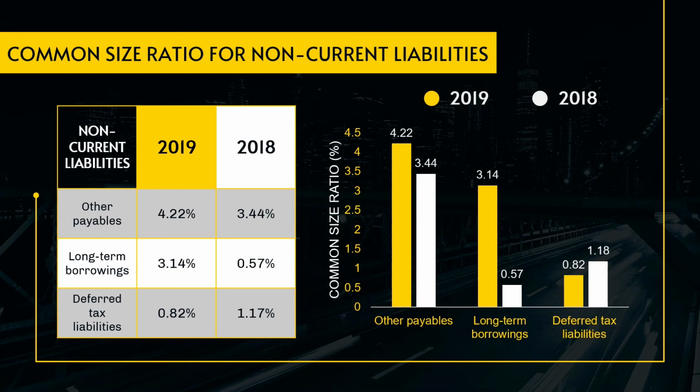The next one is long-term borrowings. There's also an increase of 2.57% from 2018 to 2019. And the last one is deferred tax liabilities. This recorded that there's a decrease of 0.35% from 2018 to 2019.